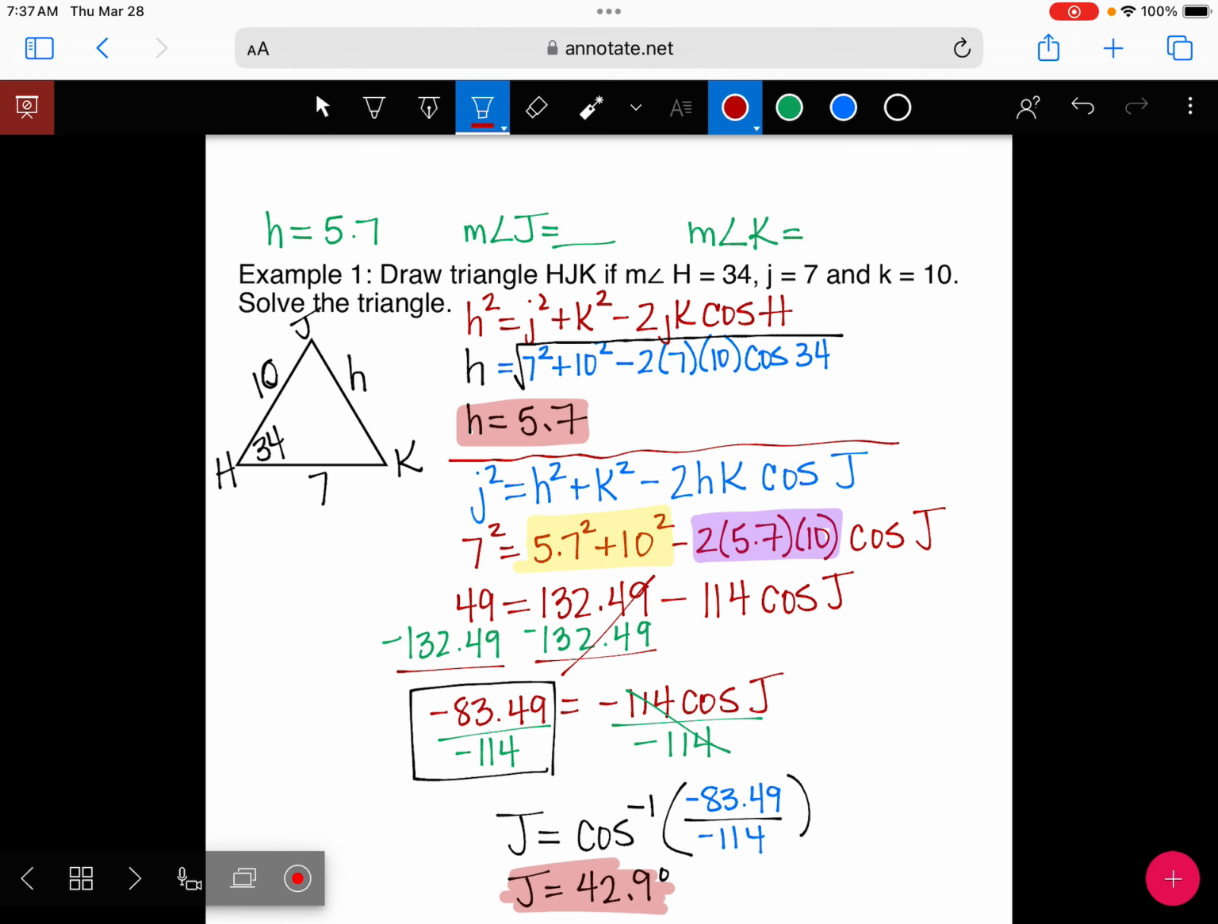And the easiest thing to find, now that we know that, is angle K. And how will we find angle K? Triangle sum, right? So in your calculator, take 180 minus 34 minus 42.9, and you should get 103.1. And that's the law of cosine. So we will pick up on that. I just wanted to introduce it to you since we had the time.